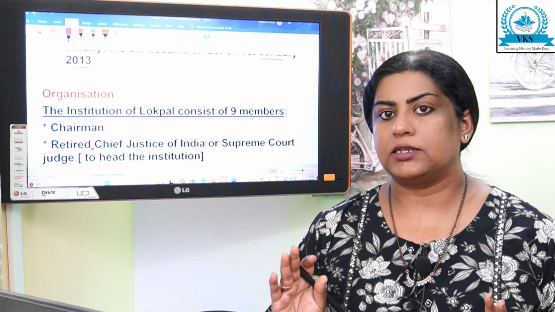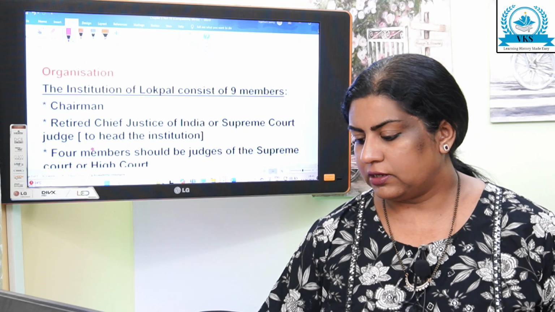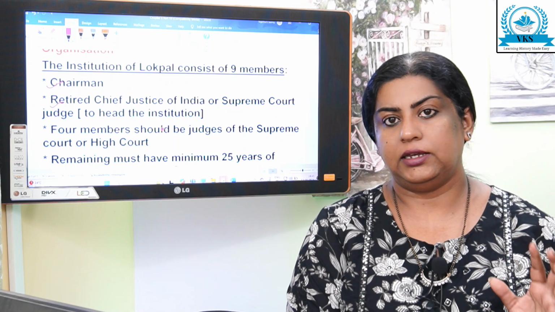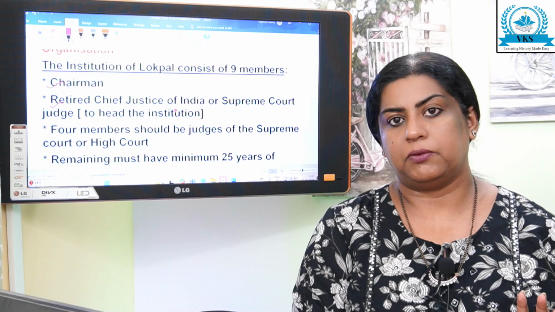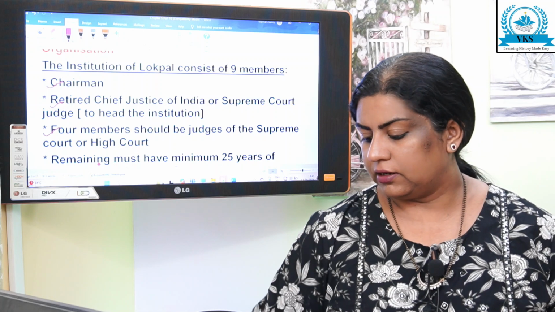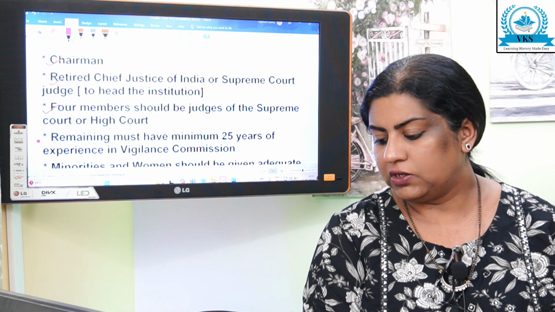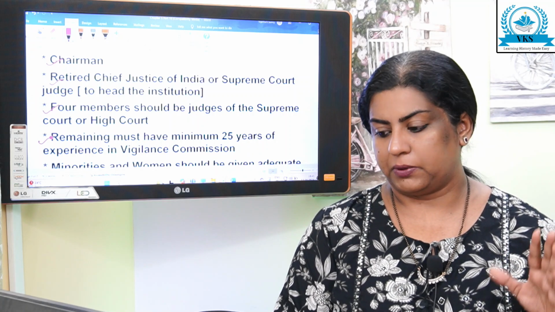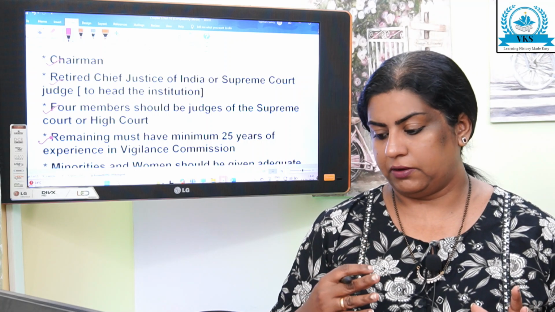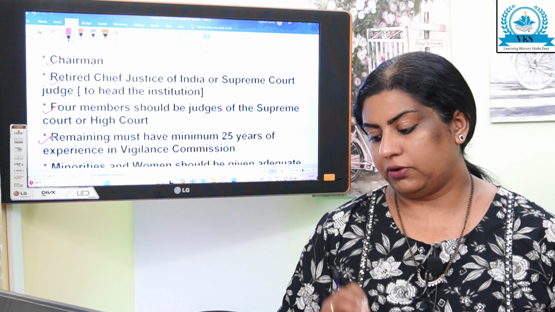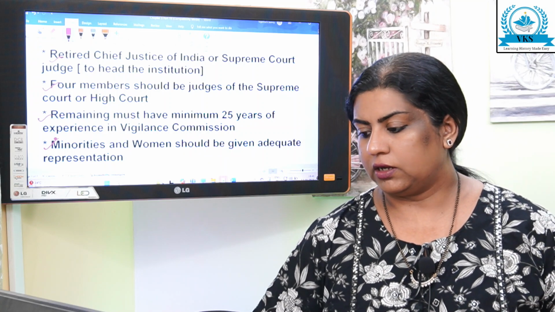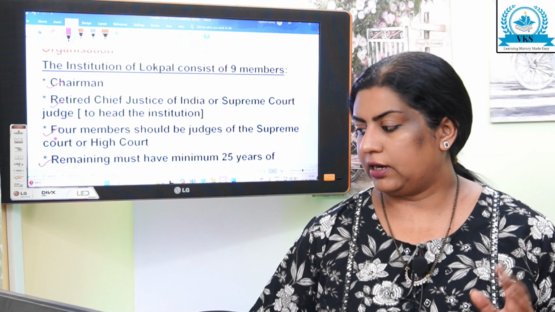So what is the institution of Lokpal? It consists of 9 members in total. Let us see who all are there. The chairman, either a retired Chief Justice of India or a Supreme Court judge, will head the institution. Then 4 members should be judges of the Supreme Court or High Court. The remaining members must have minimum 25 years of experience in the Vigilance Commission. Minorities and women should be given adequate representation. Altogether, the institution of Lokpal consists of 9 members.